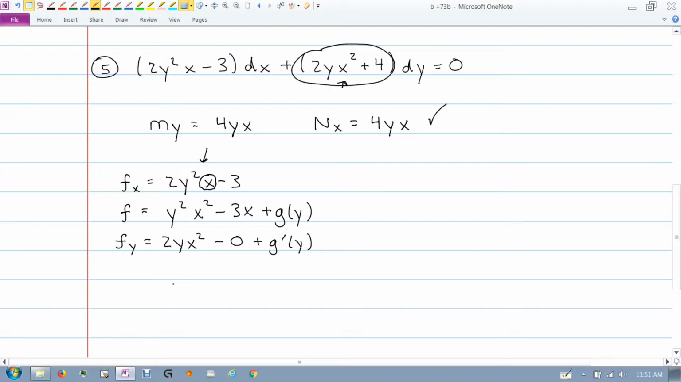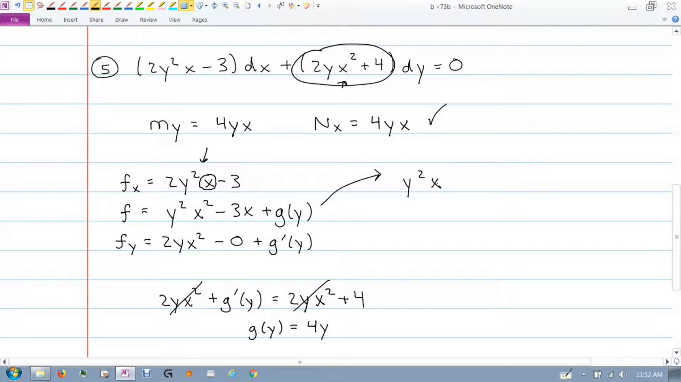So if I take that, 2yx squared plus g prime y, that must equal 2yx squared plus 4. These cancel, and you just get that g prime of y equals 4, which means that g of y, taking the antiderivative with respect to y, is just 4y. So our final answer is y squared x squared minus 3x plus g of y, so plus 4y, and that equals some constant.